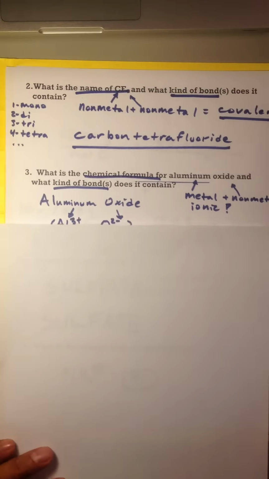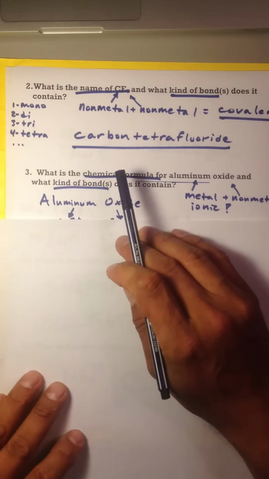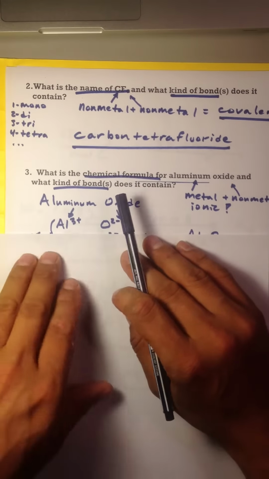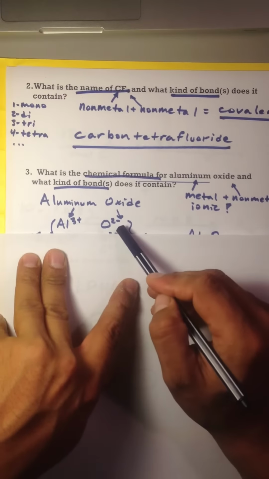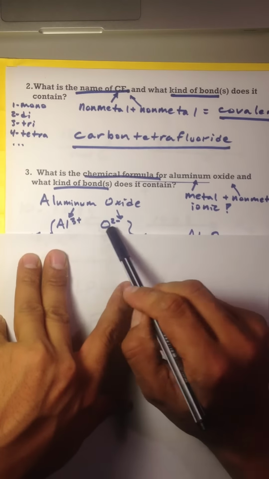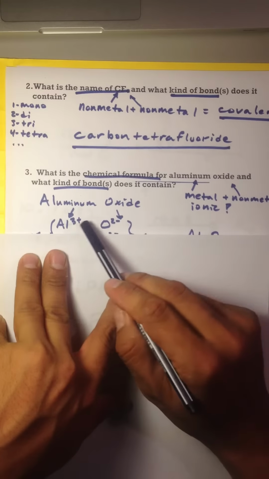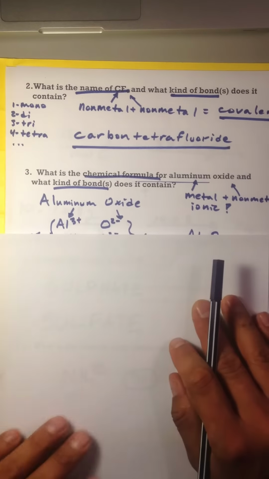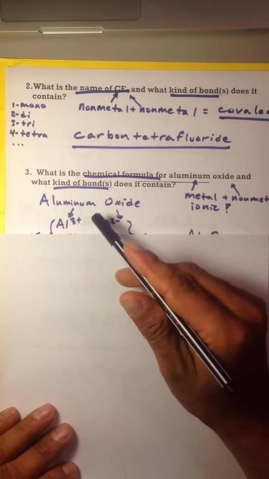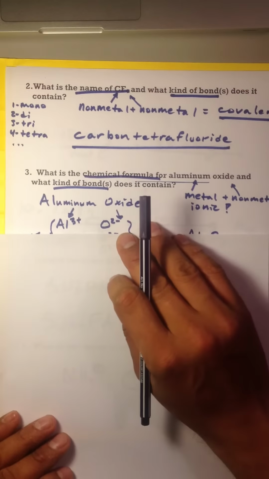Okay? So here we go. Aluminum and oxide. Using your chart, you'll see that aluminum is +3 and oxide is -2. The important thing is that the plus and the minus balance out. So what's the way we can get these to balance out? What's that, audience at home? It's like Dora the Explorer. What's that?